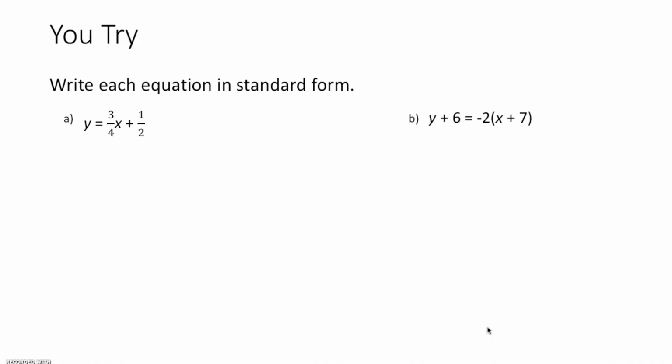You try. Here you can see that it's in slope-intercept form, y equals mx plus b, where my slope is 3/4 and my b, my y-intercept, is 1/2. But that's not what I want. I want it in standard form, ax plus by equals c.